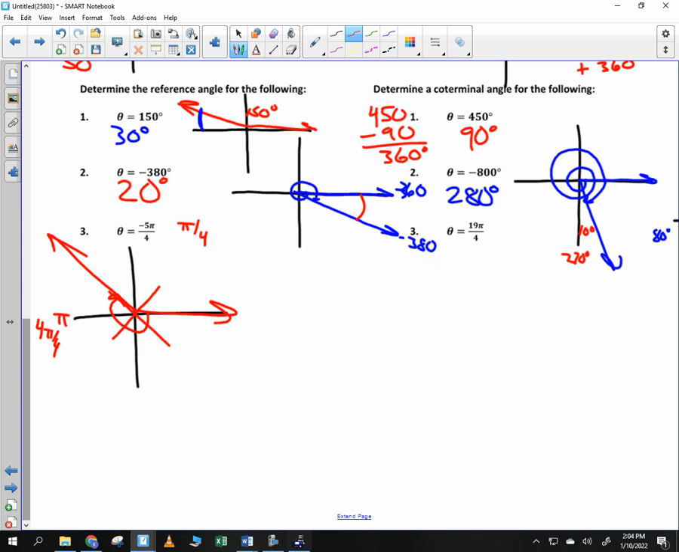19 pi over 4. If I see pi over 4, what do you think of? 45 degrees. So I have 19 of those. So I'm going to count off 19 of them. 1 pi over 4, 2 pi over 4, 3 pi over 4, 4 pi over 4, 5, 6, 7, 8, 9, 10, 11, 12, 13, 14, 15, 16, 17, 18, 19. Places me right there. What's that angle? 135 degrees, which in radians is 3 pi over 4.